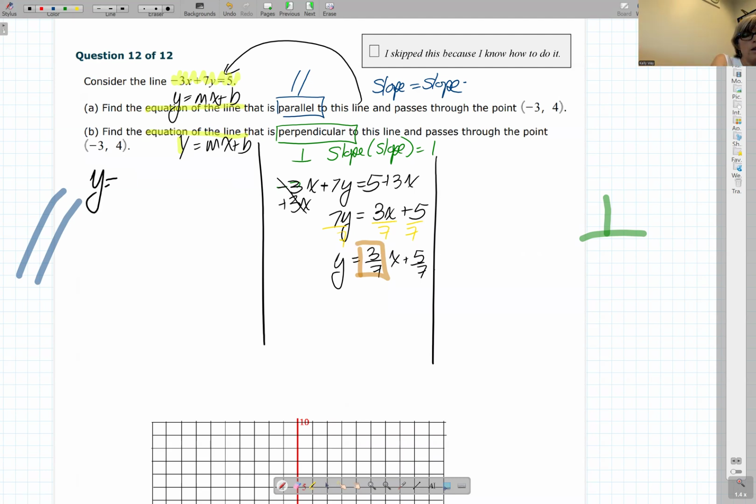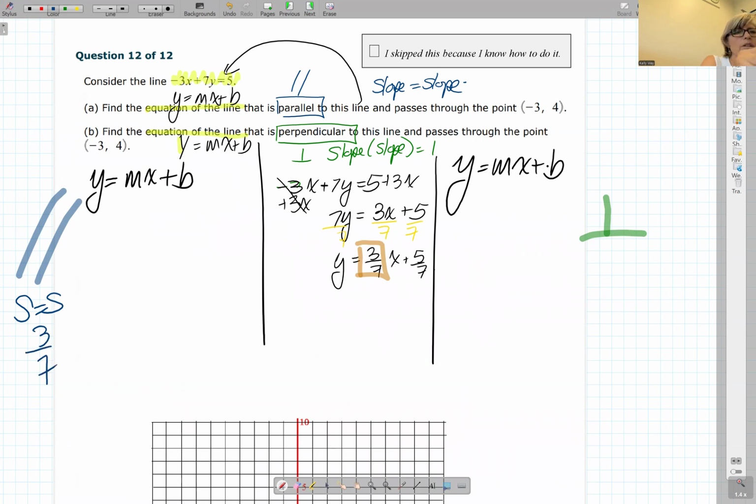So we're going to write y equals mx plus b. Let's do parallel first. My slope has to be exactly the same because slope equals slope. So my parallel slope is 3/7. My perpendicular slope, slope times slope equals -1. It's the flip and switch. So it's -7/3. Keep that in mind. Those are your slopes. Those are going to be your m's.